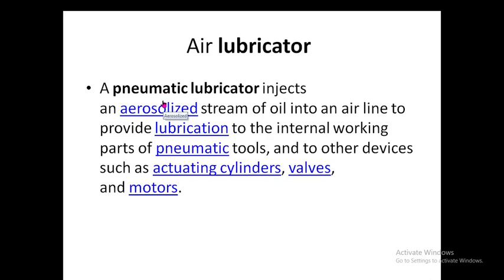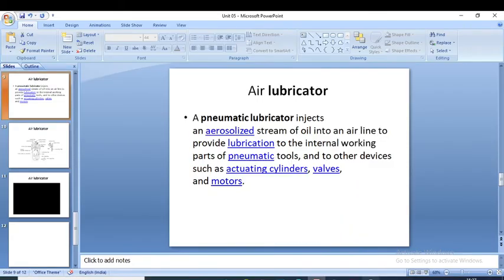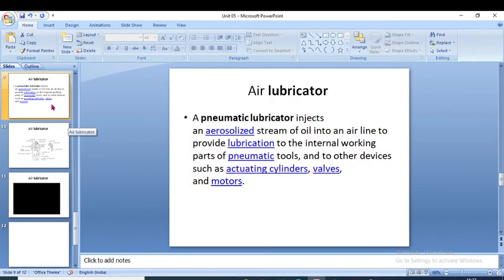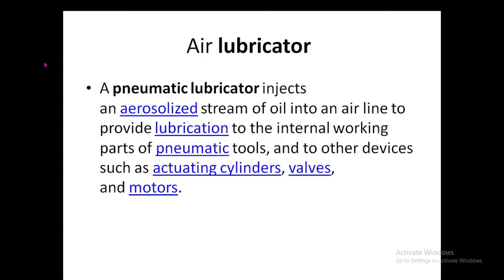Now we are going to see this air lubricator here. What is this air lubricator? An air lubricator is a device which continuously adds oil to the air stream and causes the presence of oil inside the air stream, which is moving to the various equipment in the pneumatic circuit.